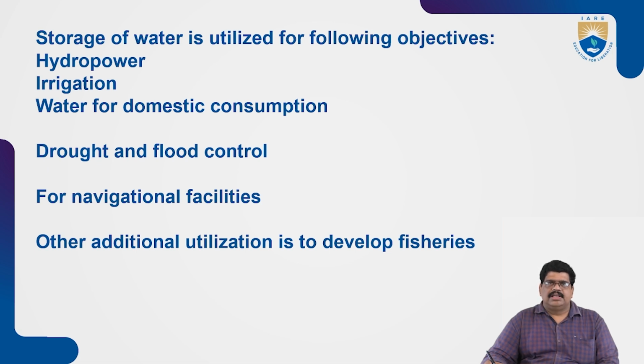Next, another utilization is the development of fisheries. Fisheries development plays a major role. A lot of income comes to the public, and the government also acquires some amount from this. So they are used for the development of fisheries.